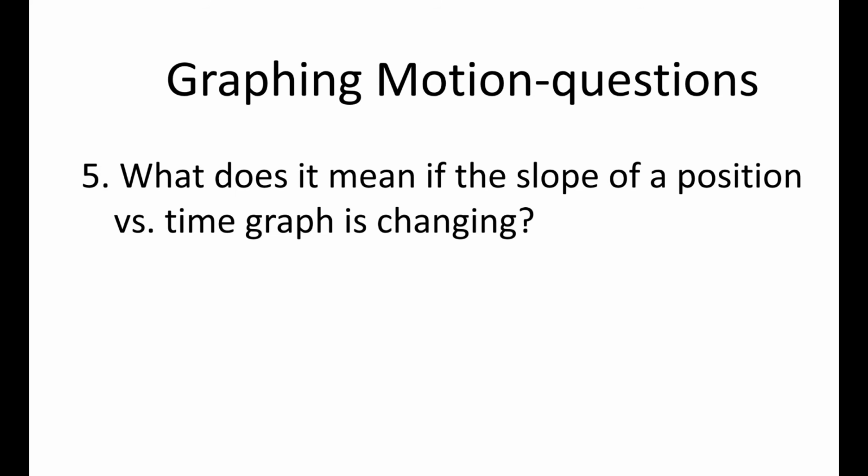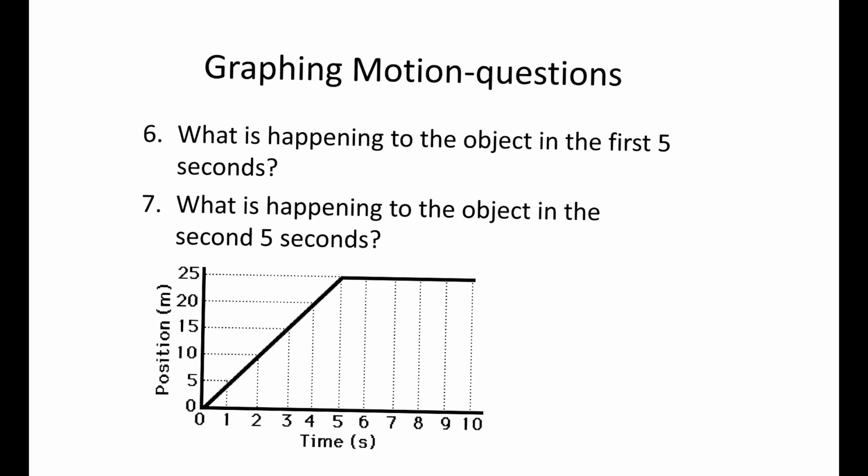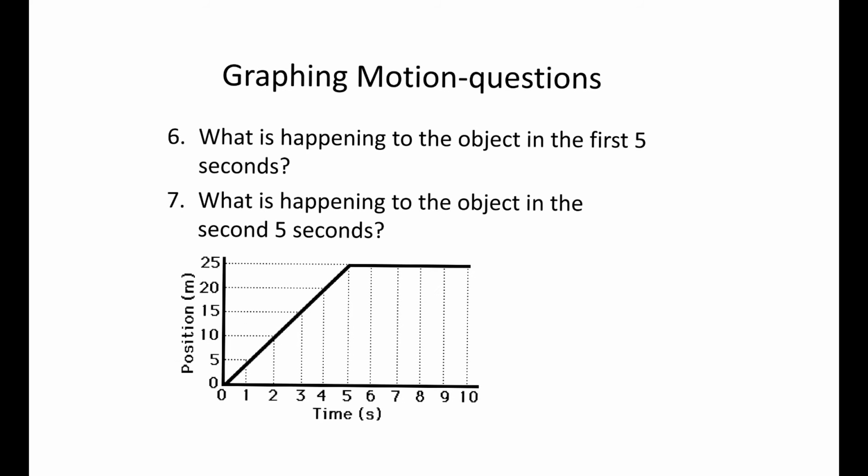Number 5, what does it mean if the slope of a position versus time graph is changing? Accelerating. What is happening to the object in the first 5 seconds of that graph? Moving at a constant speed. What's happening to the object in the second 5 seconds? Stopped. Still technically moving at a constant speed, but now it's not moving at all.